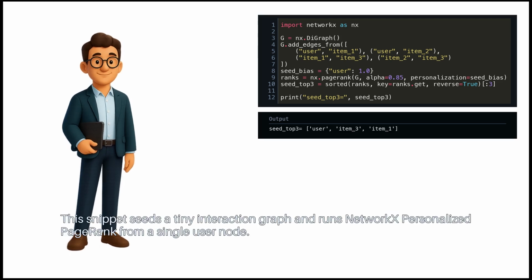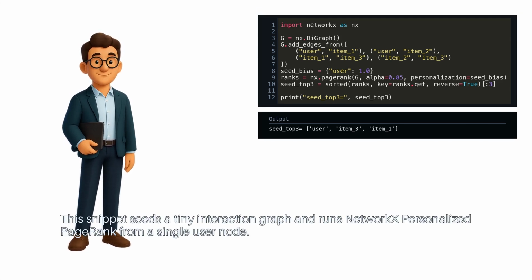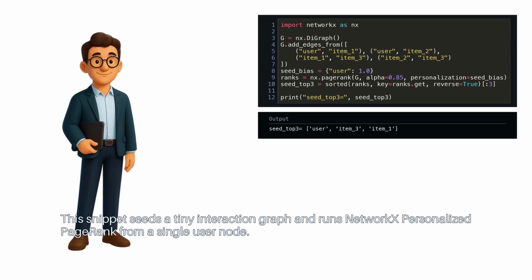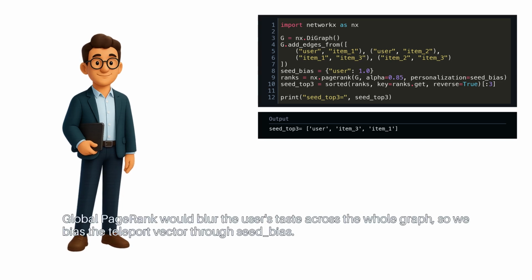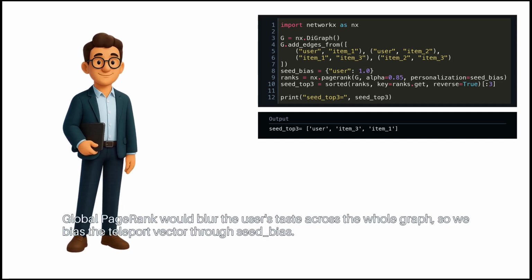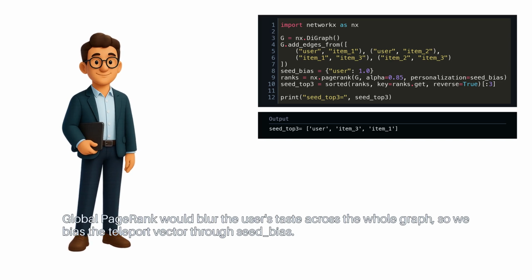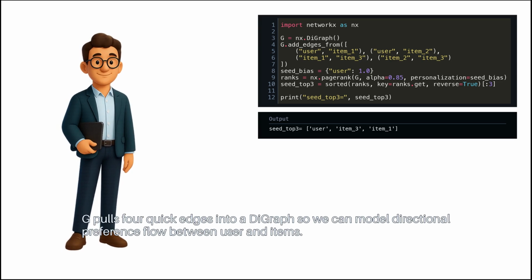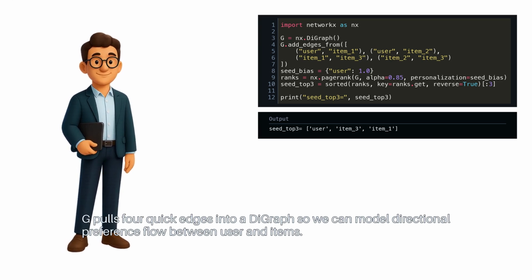This snippet seeds a tiny interaction graph and runs NetworkX personalized PageRank from a single user node. Global PageRank would blur the user's taste across the whole graph, so we bias the teleport vector through seed_bias. G pulls in 4 quick edges into a digraph so we can model directional preference flow between user and items.